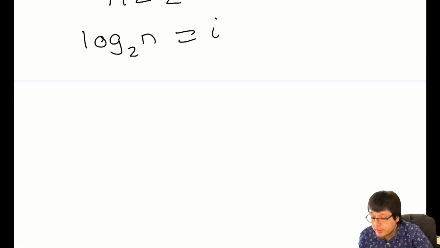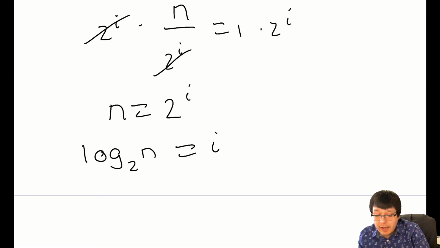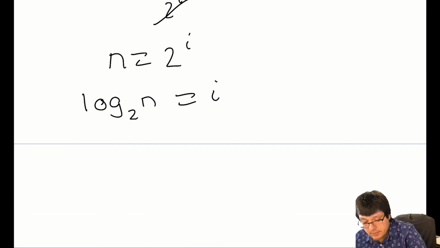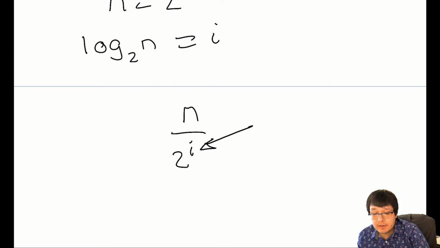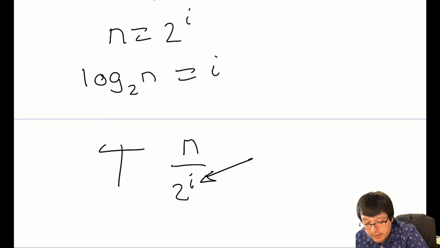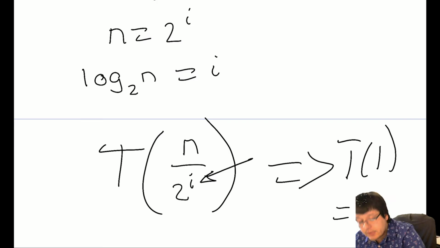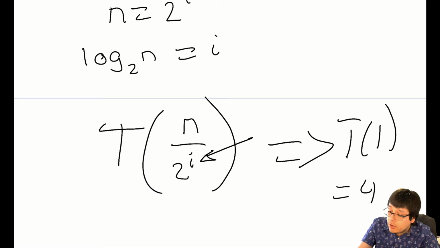So what does this mean? This means that this is the value of i that I can plug into this equation up here. If I plug in log n for that i right there, then I will be able to make this become this. And that's good because I know that's my base case, which is 4. So that's going to get me closer to my goal.